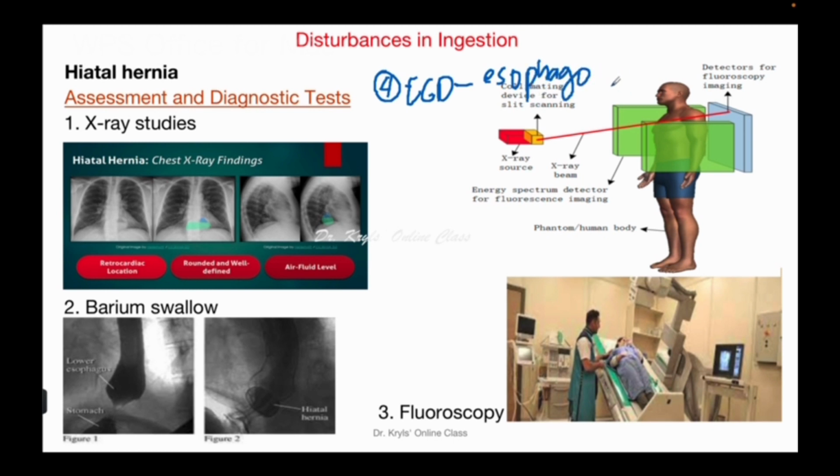Esophago, gastro, dito na lang sa baba, gastro, my God, duodenoscopy. Ayan, ulit, esophago, gastro, duodenoscopy.